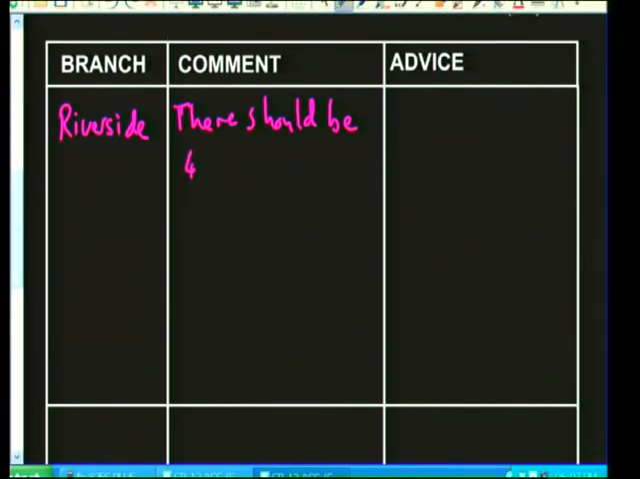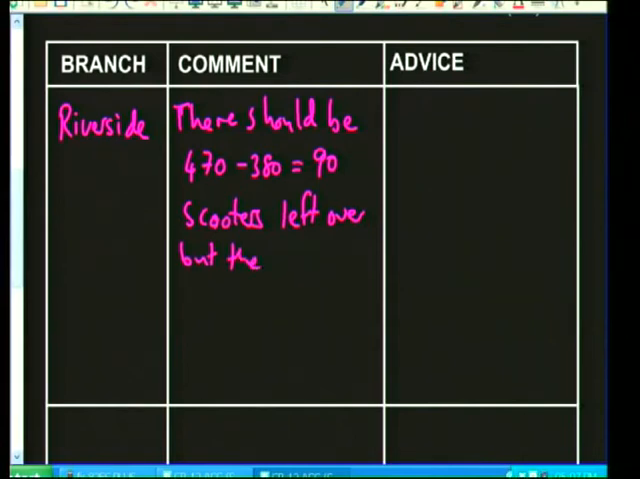There should be 470 minus 380 scooters left. And so that answer is 90. There should be 90 scooters left. There you are. You've already answered part of the question because you've quoted that figure of 90. The examiner will look to see that you've calculated a figure. So there should be 90 scooters left over, but there are only 72. What does that mean?